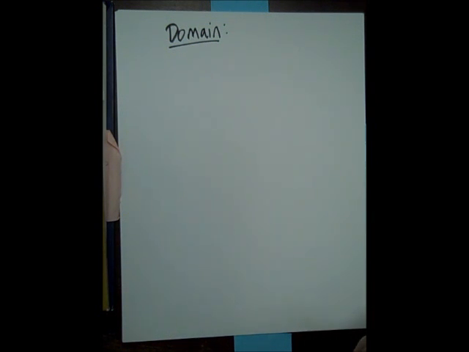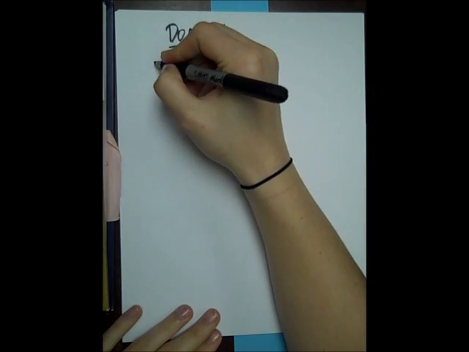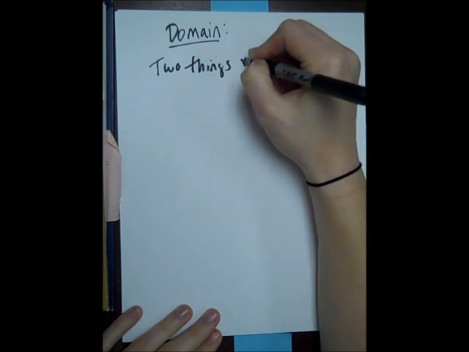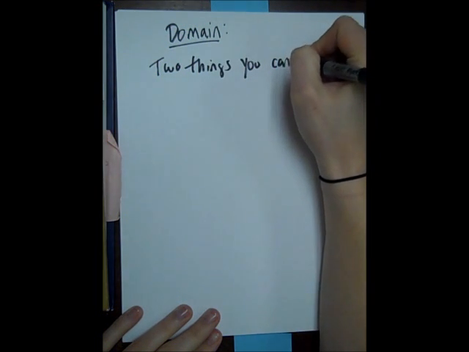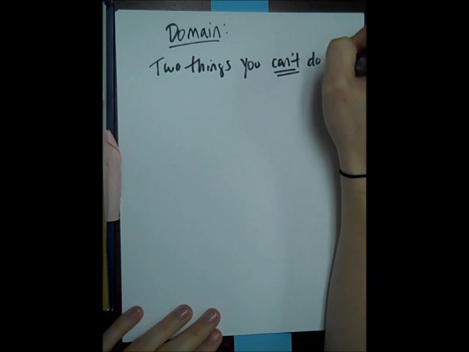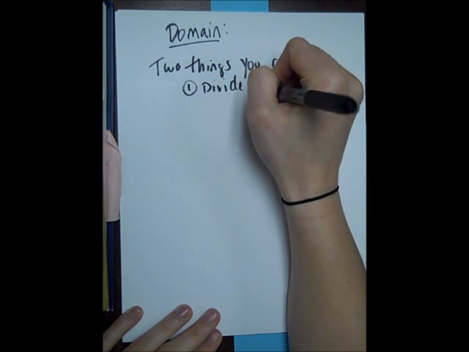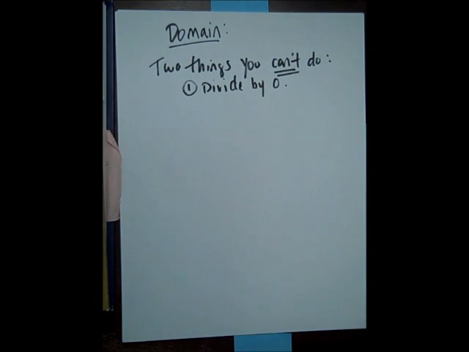That's what domain is. Now there are two things you can't do in math, and these are the only two things that you're going to need to know. So the two things you can't do. First thing, can't divide by 0. That's something that you're not going to be allowed to do. Dividing by 0 is undefined.